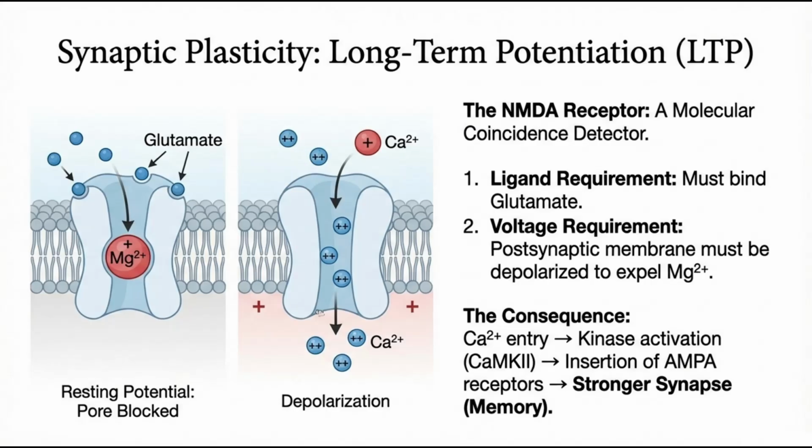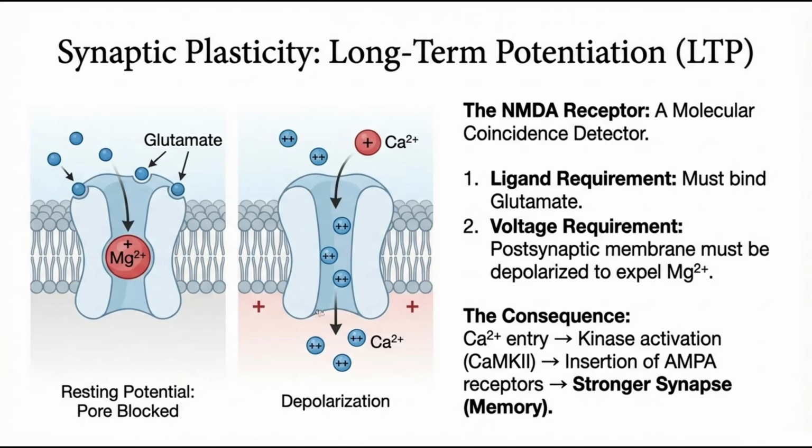How does that work? The inside of the cell has to become positive enough to electrostatically repel the positively charged magnesium ion and push it out of the pore. I see. So you need two things to happen at the same time. You need glutamate to bind, which tells you the presynaptic cell is active. And you need the postsynaptic cell to already be depolarized from some other input, which tells you the postsynaptic cell is also active. Coincidence.